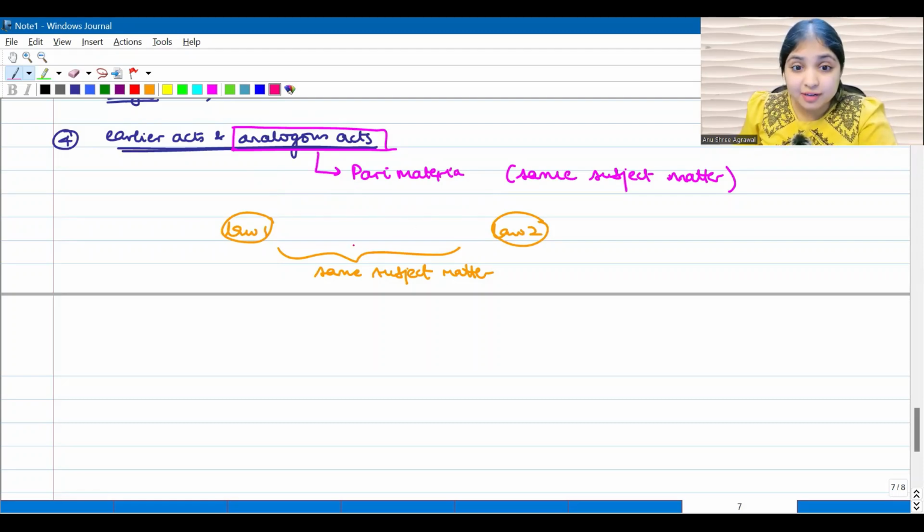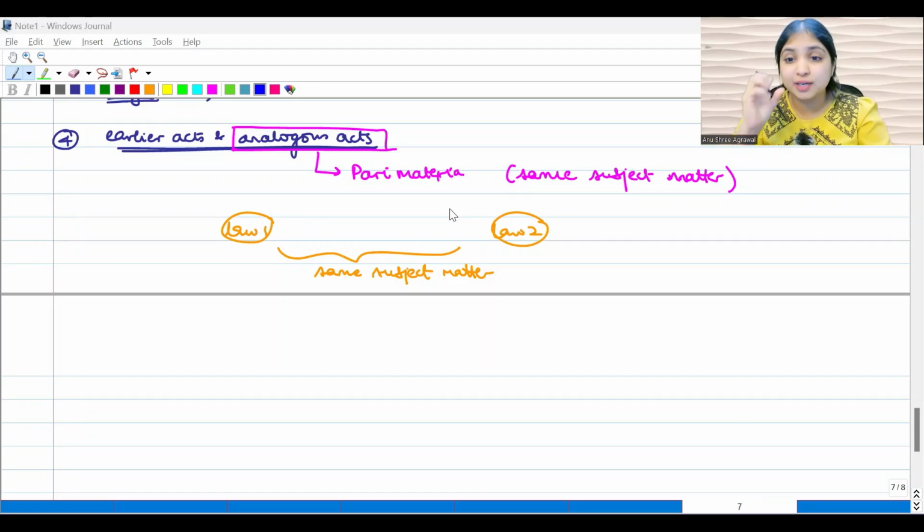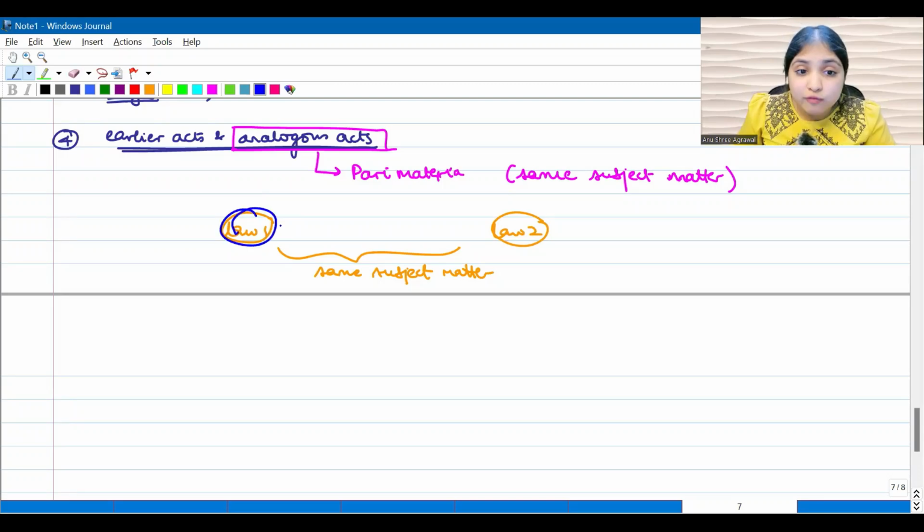So when you have a case like this, if there are two laws which are analogous, then in that case, you're supposed to read these two laws as if they are one single law. Which means to interpret law 1, you can take the help of law 2. To interpret law 2, you can take the help of law 1. Are you understanding? So when the laws are analogous, that is when they are pari materia, when they're talking about the same subject matter, we read both the laws as if they are one single unit, as if they are one single system, as if the laws explain each other. So we can use law 1 to interpret law 2. We can use law 2 to interpret law 1.